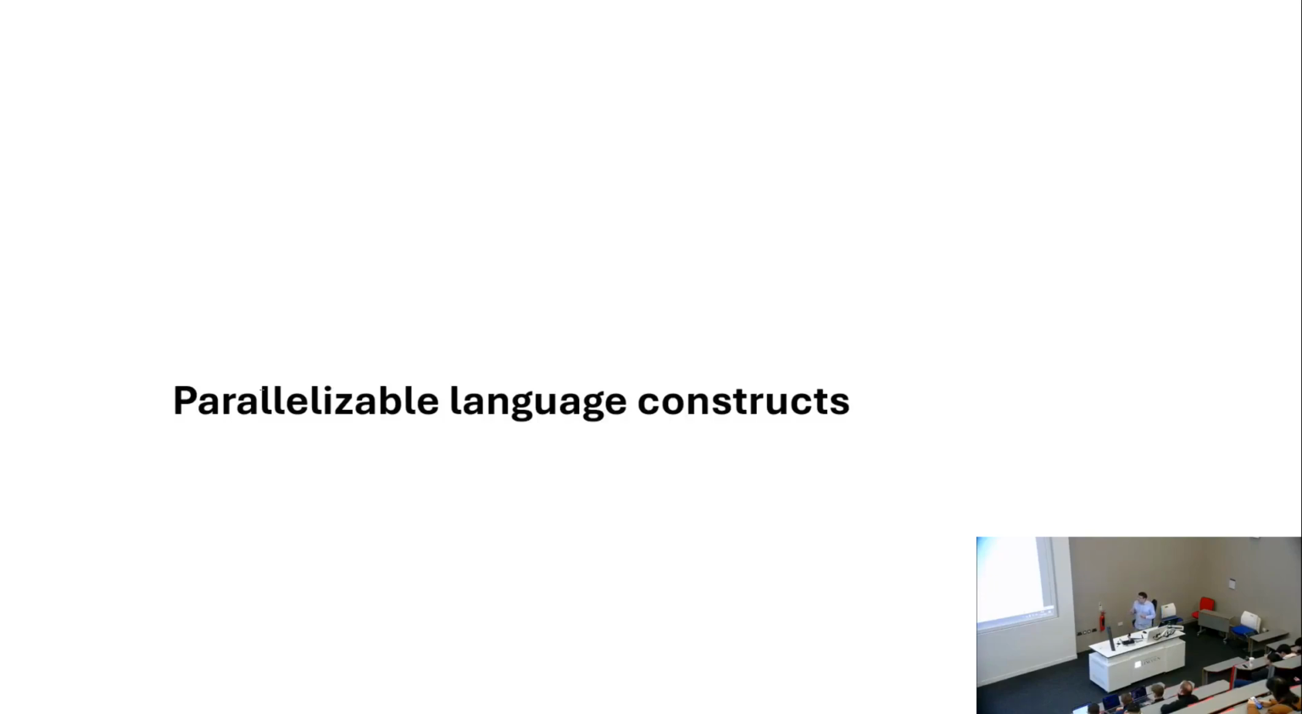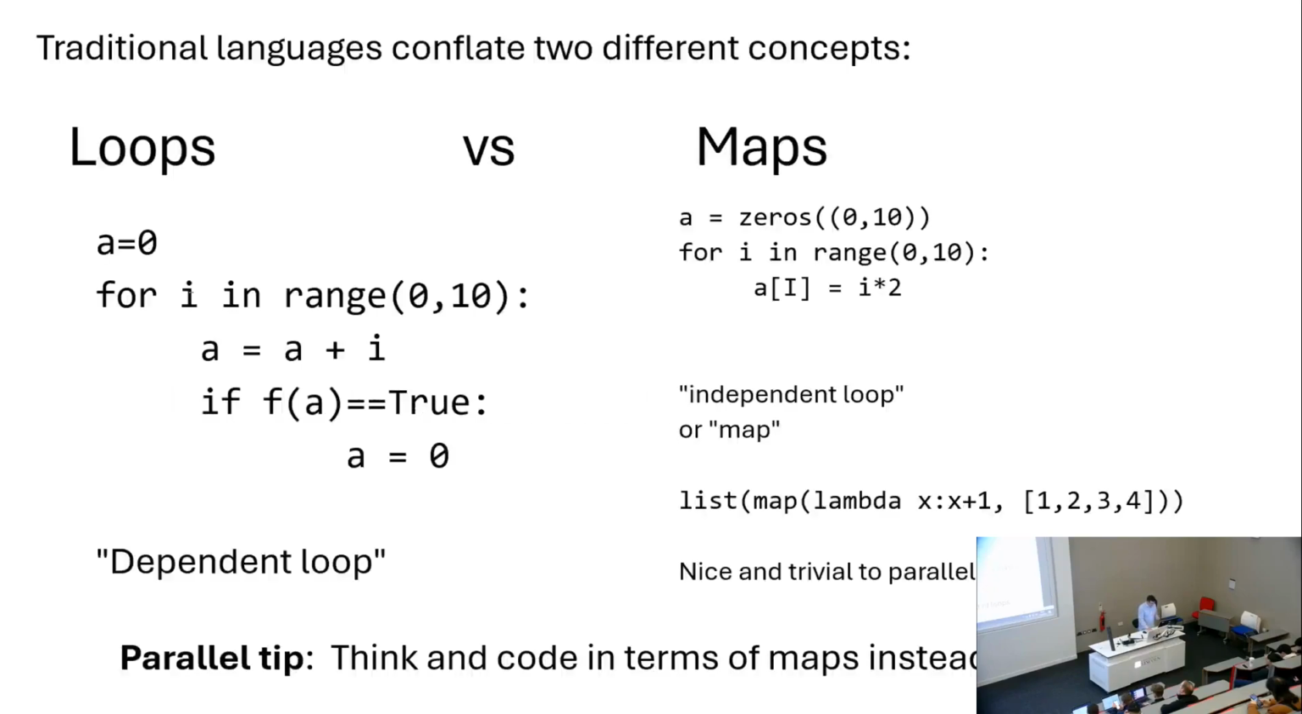So, we can make all the theory much easier if we work with particular languages or language constructs. Traditional programming languages were developed in a time before parallel computing was a big thing, or was a necessary thing. And as such, they tend to conflate various ideas which have now become problematic. So for example, loops. Okay, we need to ban loops. We still teach loops to kids in schools, and we shouldn't do this anymore.